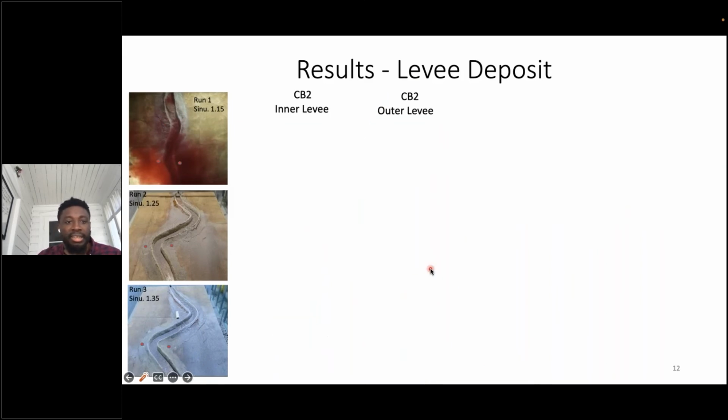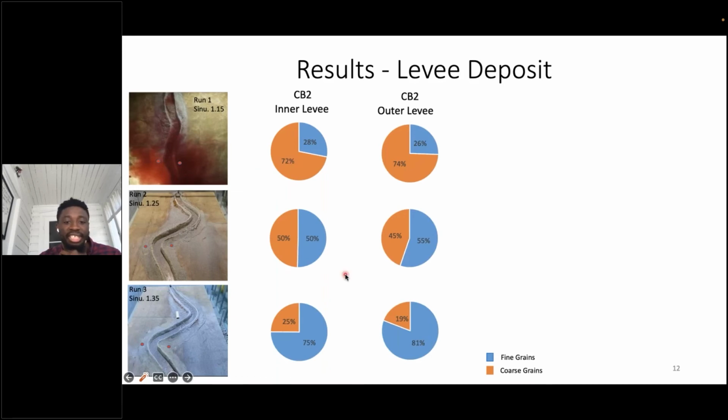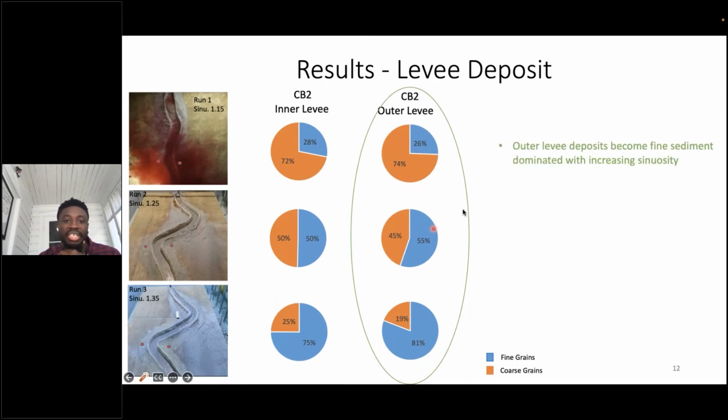2 minutes left. Okay. We did the same thing for the more distal levees, that's levee at channel bend 2, and we see again that we have a high amount of coarse sediments being deposited, but then as we go down the channel, as we increase sinuosity, we again see that the outer levee deposit gets dominated by fine-grained sediments. So this corresponds with what you saw at channel bend 1.